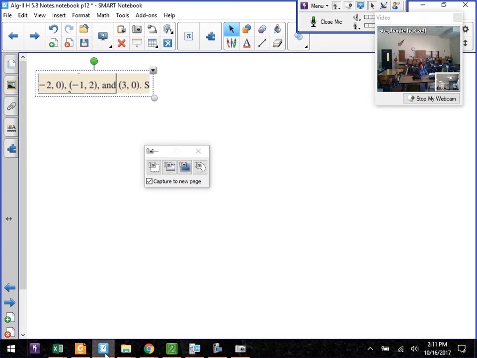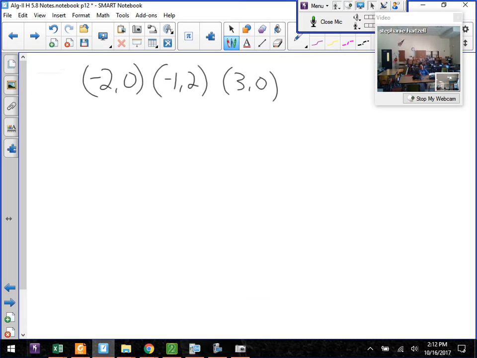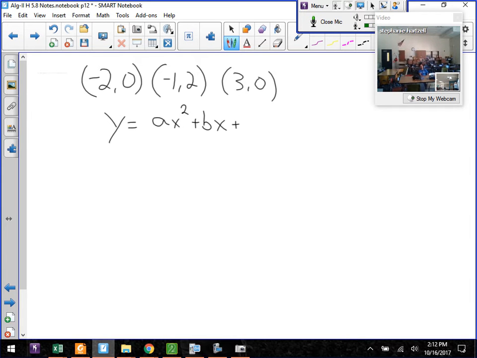Okay. Sorry, the ordered pairs are short anyway. So let's see. It's negative 2 and 0. Negative 1 and 2. 3 and 0. And I want to go to standard form. Okay. I'm going to go to standard form of this.